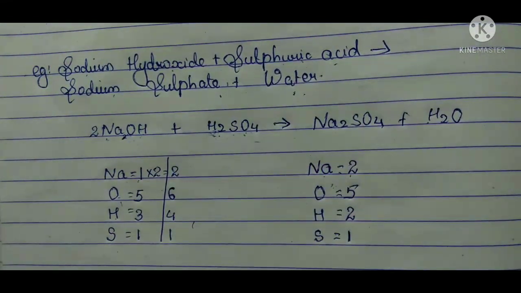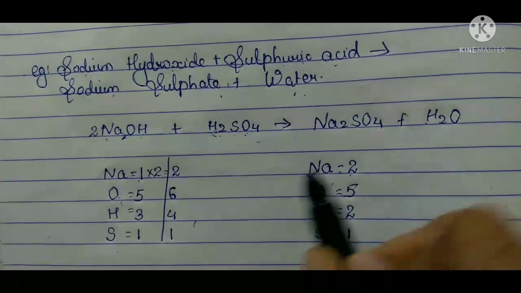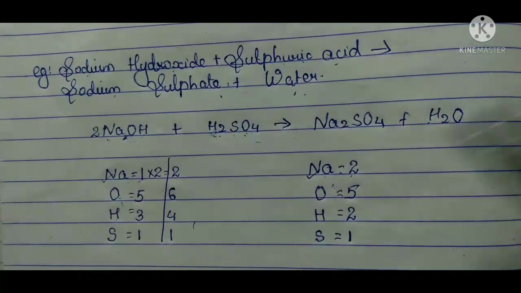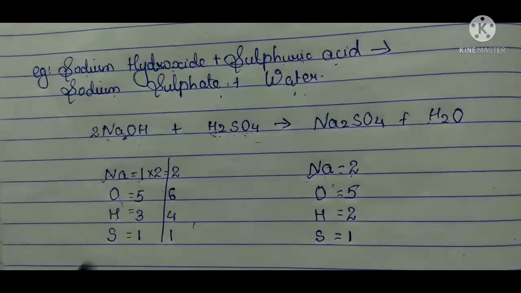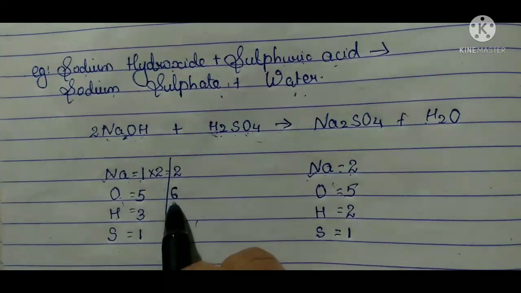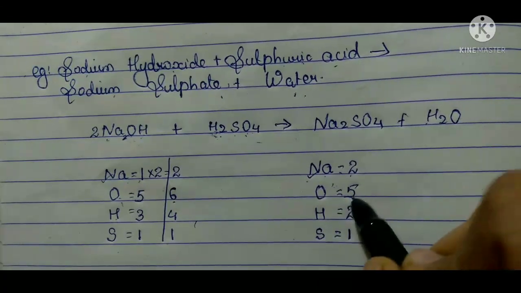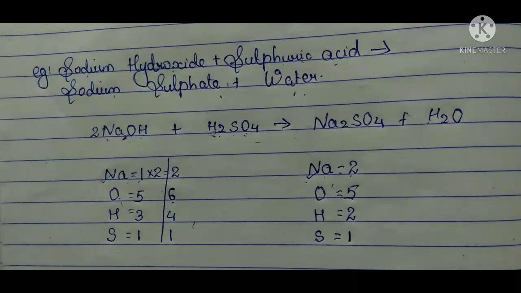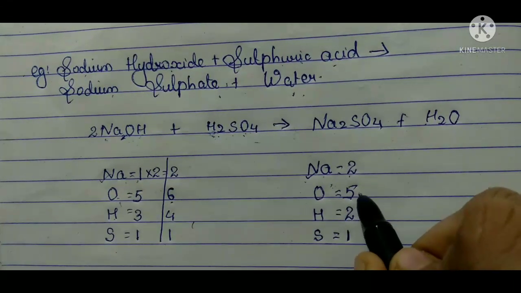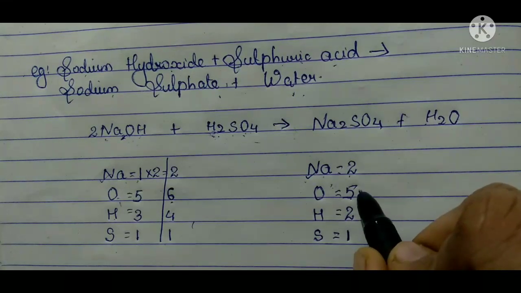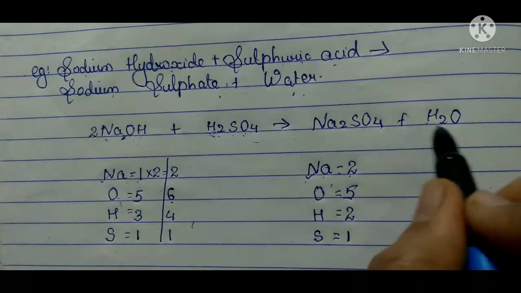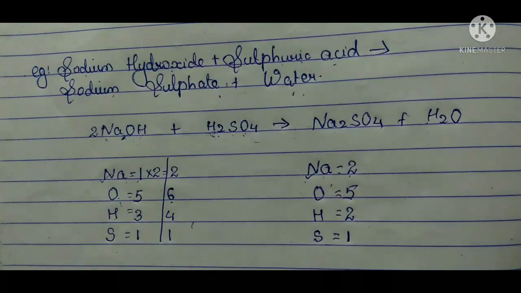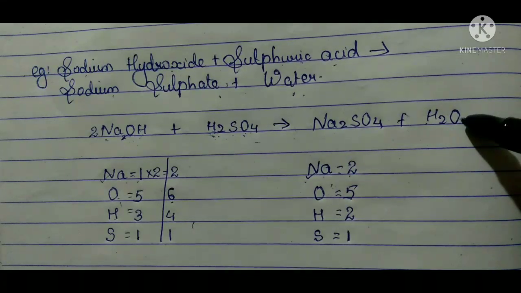Come to the product. Sodium and sodium balanced. For the time being I will just tick mark it and keep it. Come to the next element, oxygen. Oxygen is 6 here, oxygen is 5 here, so oxygen is not balanced. So I will increase the number of oxygen in the product. So in the product again you have to see the bigger number and the smaller number. To change a smaller number is easy. So I will go for H2O.